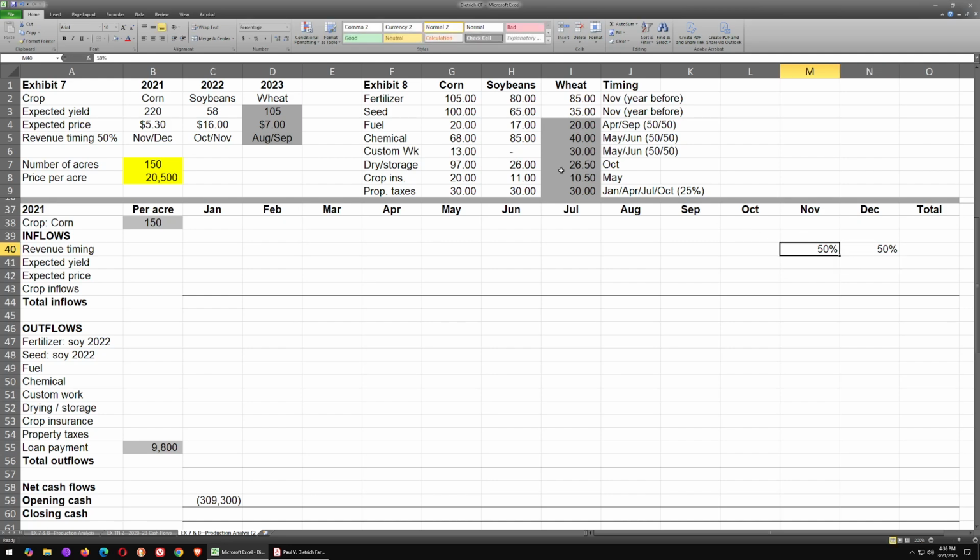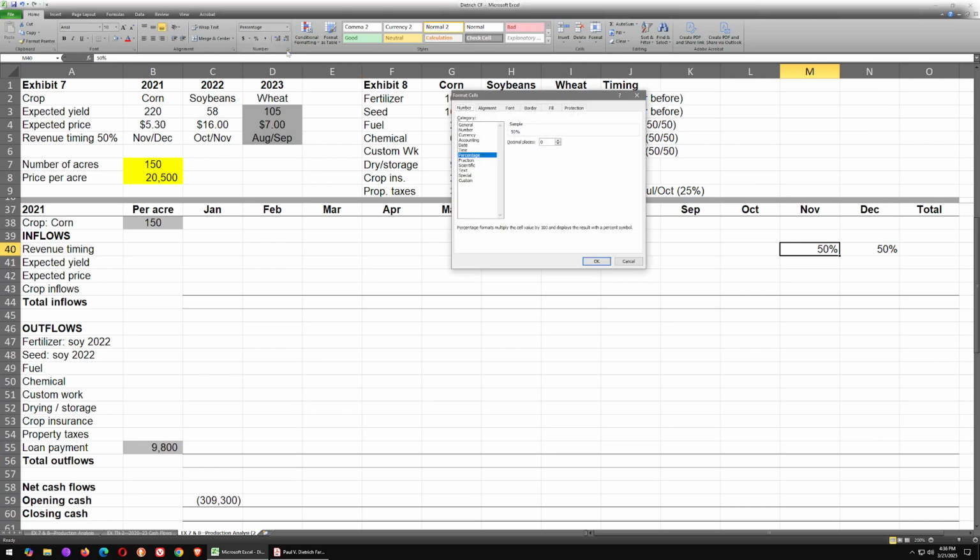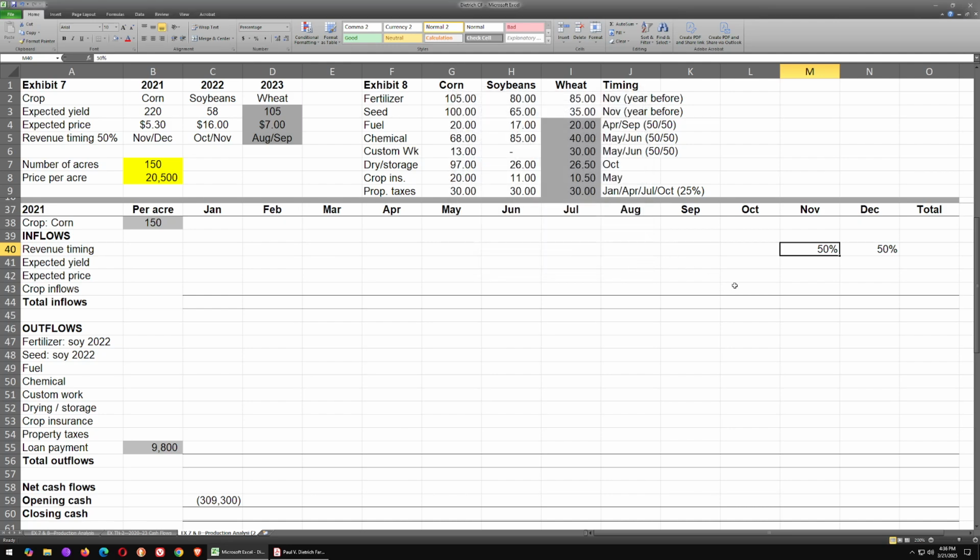If it's not a percentage on yours, just go to the number, come up and say percentage, number of decimal places, etc. You could also get away with just 0.5, that's fine. Okay, so expected yield. So the expected yield is equals, so never just hand enter it. Always reference your numbers up here in case it ever changes. Expected yield is 220. The expected price is 530.